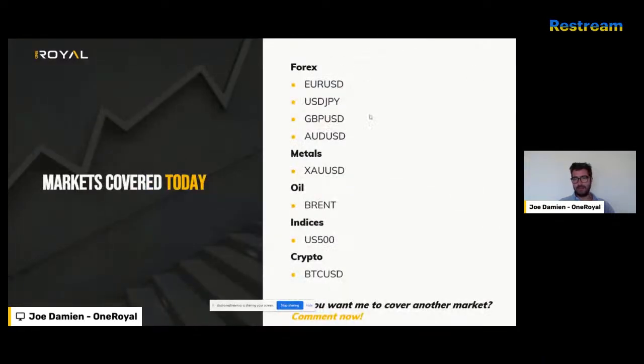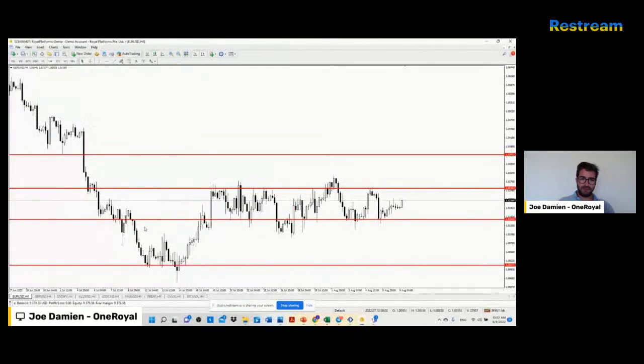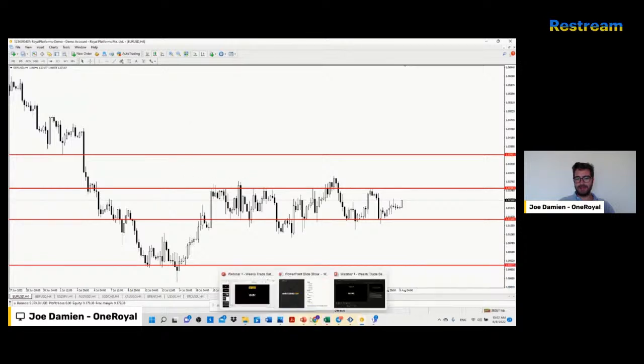So these are the assets that we will cover. In Forex, we have the cable, the pound, USD JPY, the OC, and in metals, the gold. We will cover the UK Brent oil, and for sure US 500. And at the end, we will analyze BTC USD. Let's jump to the MT4 and start our analysis.